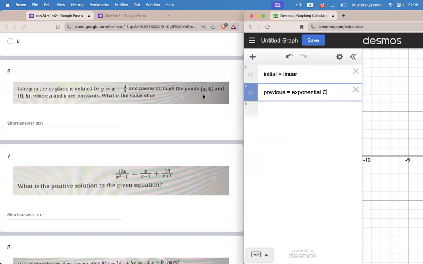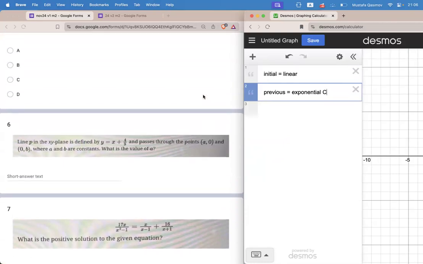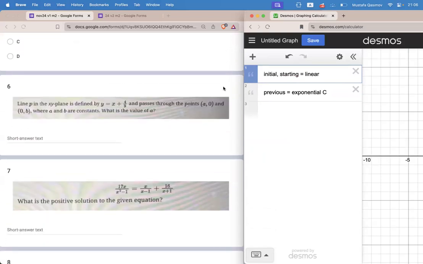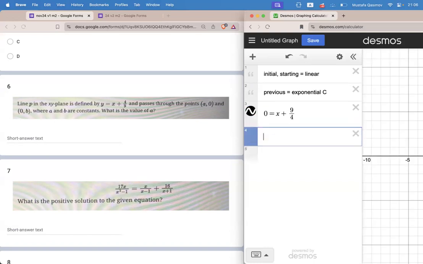Initial or starting, beginning, and etc. like that. Oh, okay. 6. Y is equal to x plus 9 over 4. A0 means that y is equal to 0, so 0 is equal to x plus 9 over 4. And from here, x is equal to -9 over 4. Then the answer will be just -2.25.